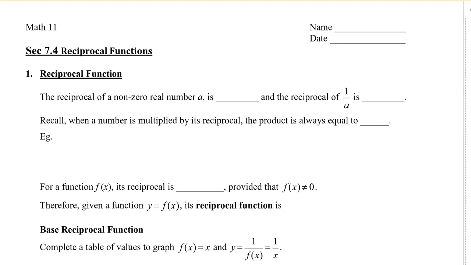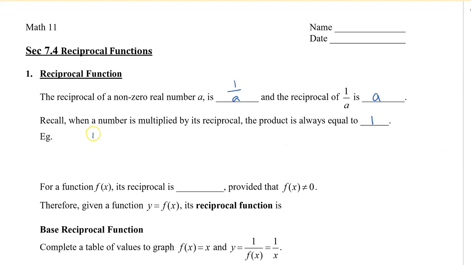Recall that the reciprocal of a number is where we take the numerator and the denominator and we flip them. So the reciprocal of a non-zero real number a is going to be 1 over a. And then we can also say the reciprocal of 1 over a is a. Now recall, when a number is multiplied by its reciprocal, the product is always going to equal 1.